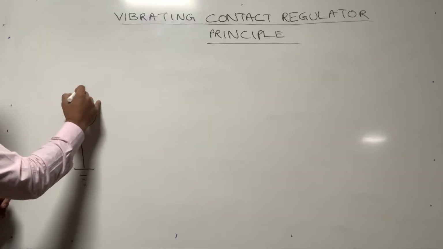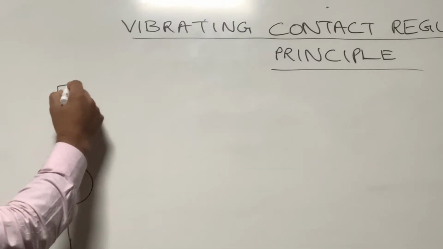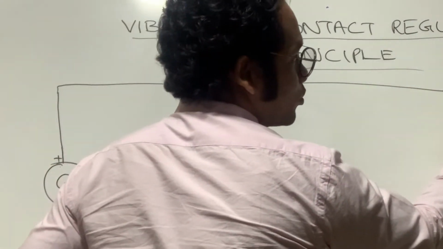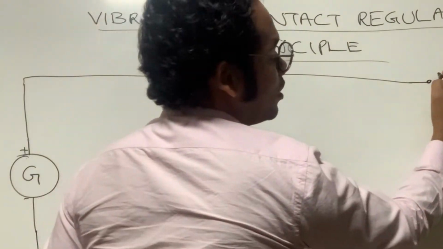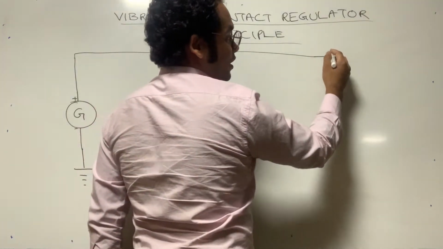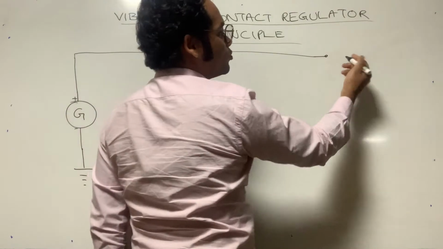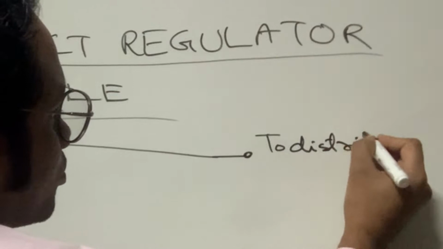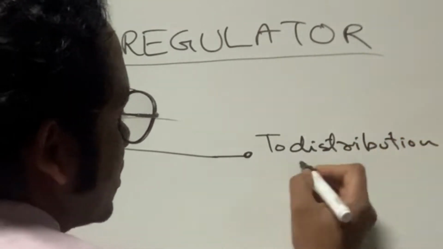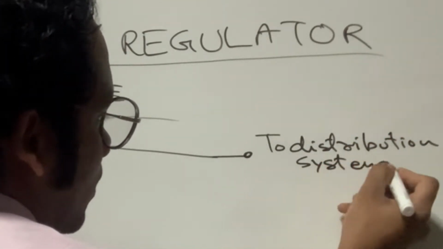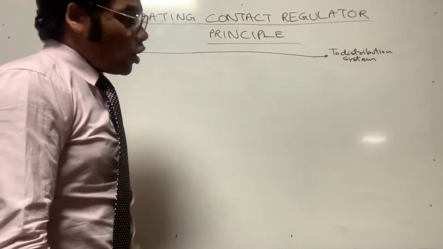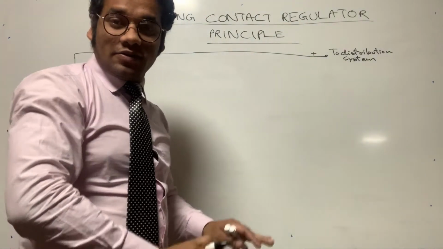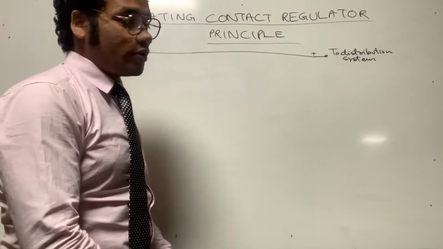So this generator will develop the voltage, and that voltage will be given at its output terminal. Suppose this is the terminal through which we collect the output voltage and give it to the distribution system, or consumers, whatever use the output voltage of the generator. This is the positive end, and the negative end is the ground terminal, the aircraft structure or the aircraft body.